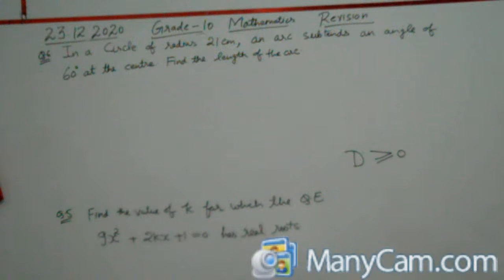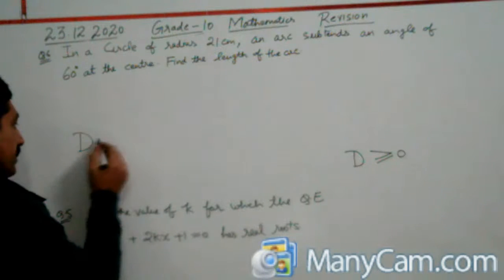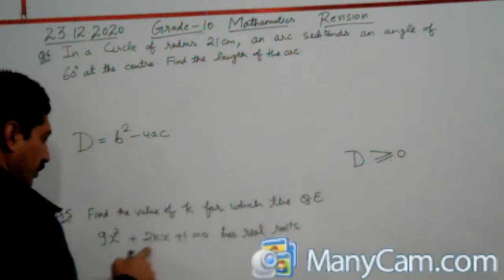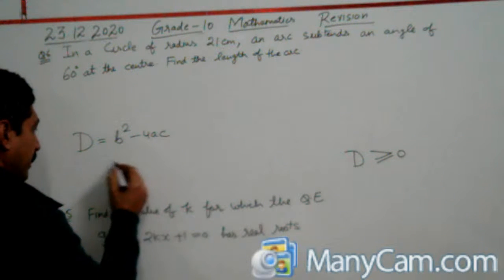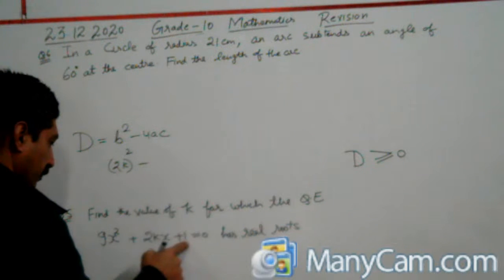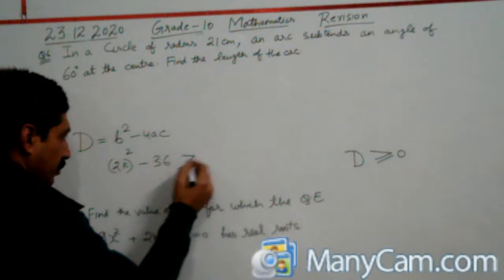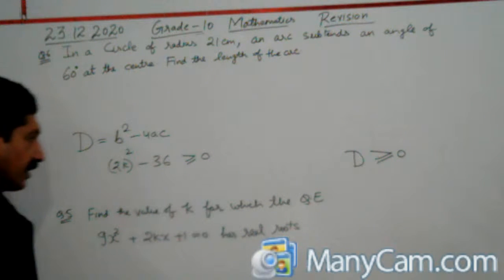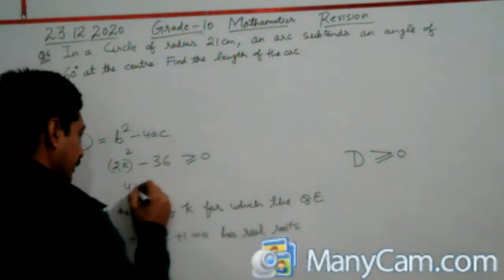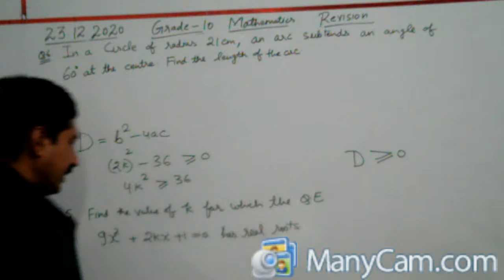Whereas in this question, what we have is b squared. What is b? The discriminant is b square minus 4ac. So what is b square? That is 2k whole square minus 4ac. 4ac is 36, and it should be greater than or equal to 0. So here we have the value 4k square, and 4k square is greater than or equal to 36.